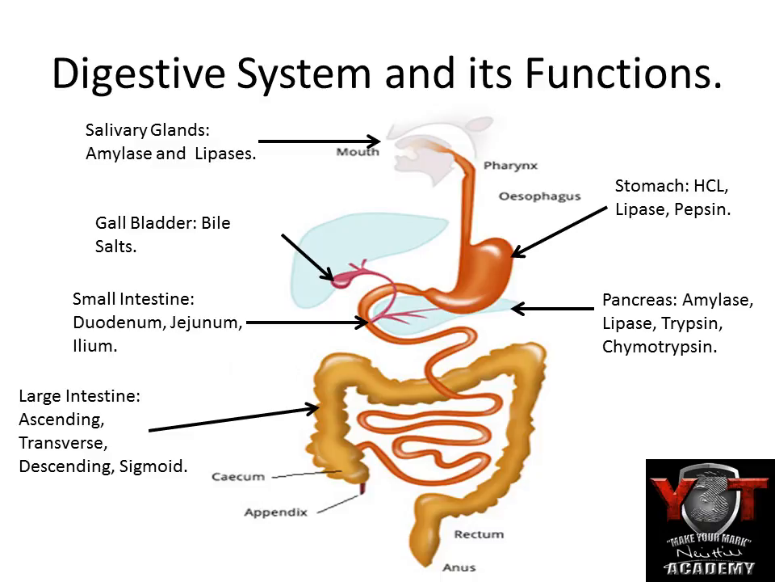Then it passes down our pharynx, down our esophagus, I can never say that word, and into our stomach. Our stomach is where a lot of mechanical digestion takes place. A lot of the harsher chemicals, things like hydrochloric acid, HCl, are in there. We've got lipases again, since fats are a bit more stubborn and we need to break those down, and then pepsin to start breaking down our proteins into amino acids.